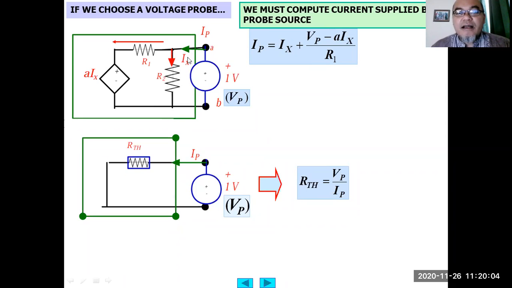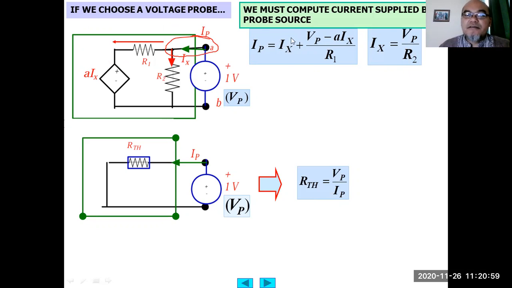So in this case, in the upper circuit, IP will be equal to IX plus the current here. The current flowing here is VP minus this voltage here, which is A IX, divided by R1. Yeah, from nodal analysis using Kirchhoff current law. Okay, so from here, after simplifying, this IX will be equal to VP divided by R2, because the VP is this point. Let me draw. So VP is this node, this is a connected node. So IX equals VP divided by R2.